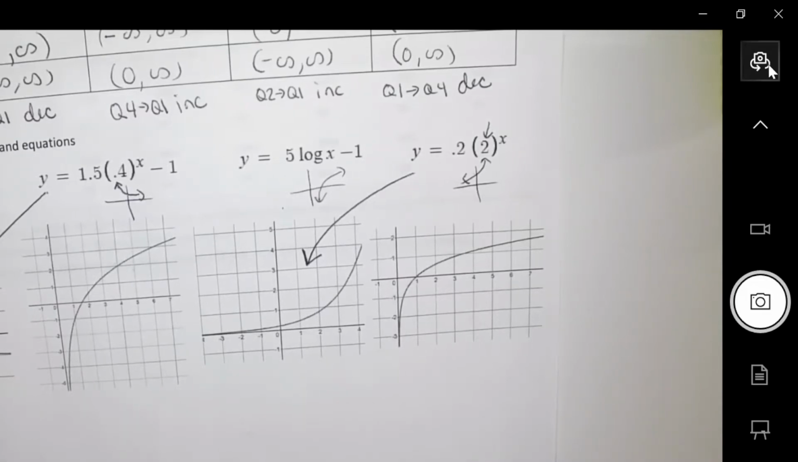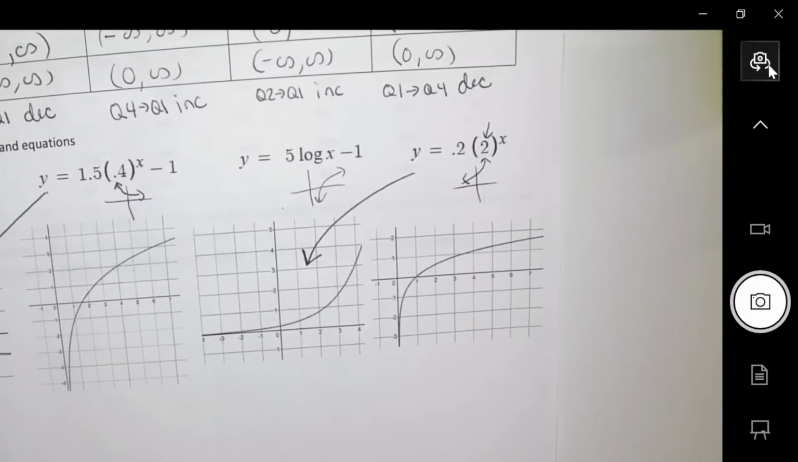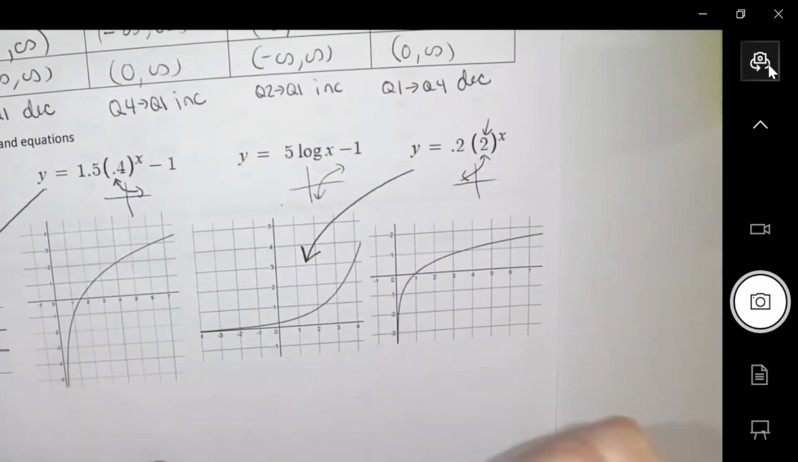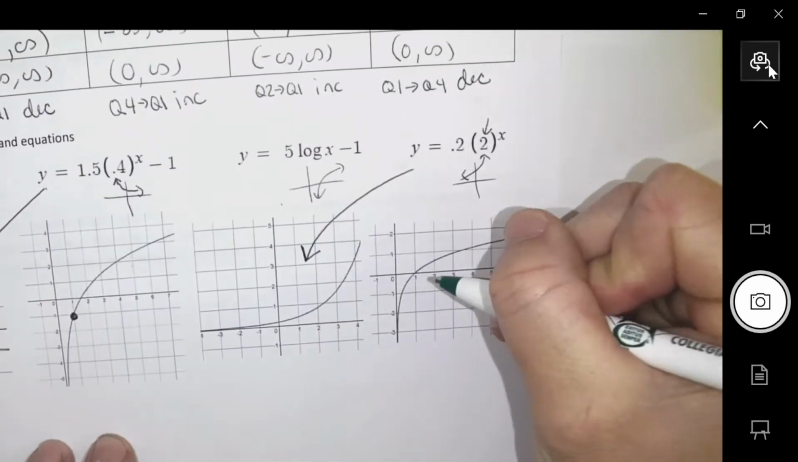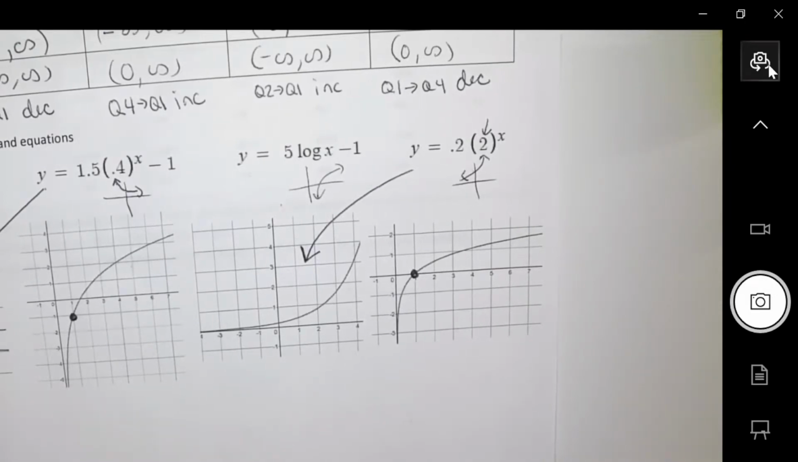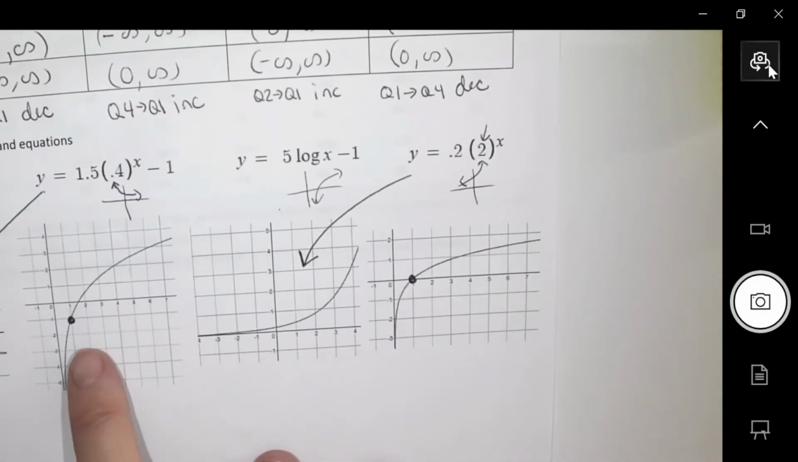Okay, now what do you think? Which log might you put where? They both have the same shape, the curving shape. This one or this one? So here's a hint. This one, the x-intercept is where it should be. This one is not. It is down 1. So does that help you?